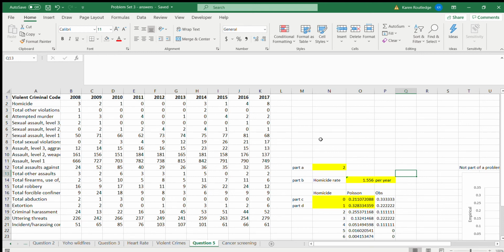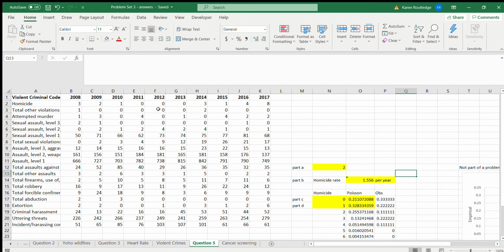Problem set number 3, question number 5. So this one is all about the Poisson distribution. For the purposes of this question, we could just focus on the homicide row. The other data came with the data set, and I had explored some potentially fun things to do with those data, but in the end managed to do everything I needed to with the homicide row, so hopefully you also just stuck to that.